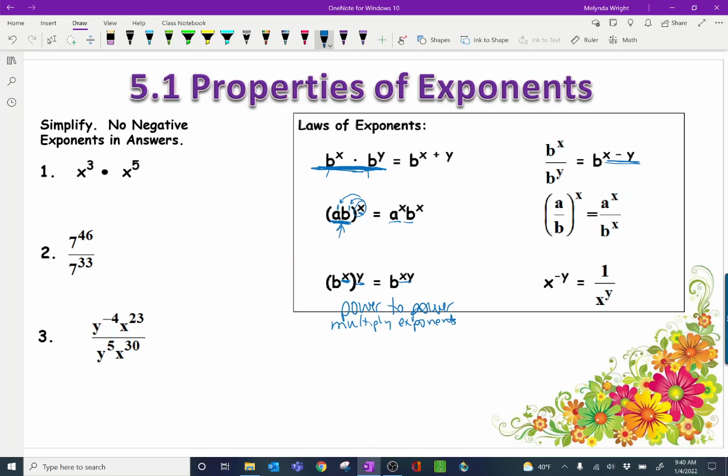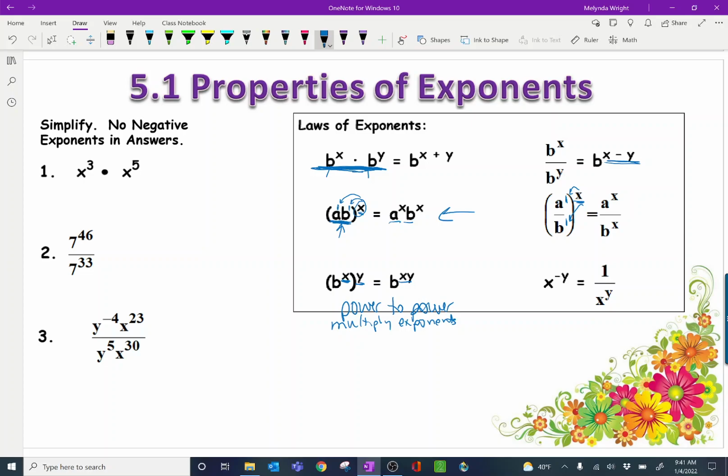All right, so very similar to this example, or the rule actually, these are the laws. This is to the first power, this is to the first power. So we would distribute that exponent to each of those powers, which would give us a to the x over b to the x.